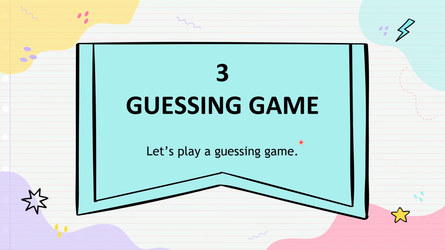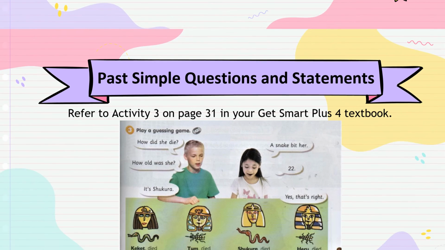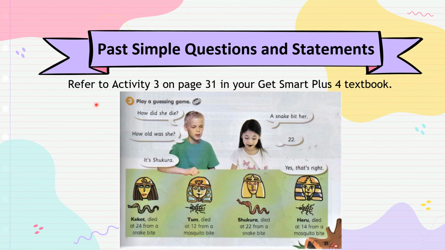Alright, so moving on to the next activity, guessing game. Okay, let's play a guessing game. Okay, you may refer to activity 3 on page 31 in your Get Smart Plus 4 textbook. Okay, this is the picture from page 31. Okay, you may refer to the same activity. So play a guessing game means kita akan bermain teka-teki. Okay, you have to answer this question and then you have to guess which one. Okay, this is the correct answer.